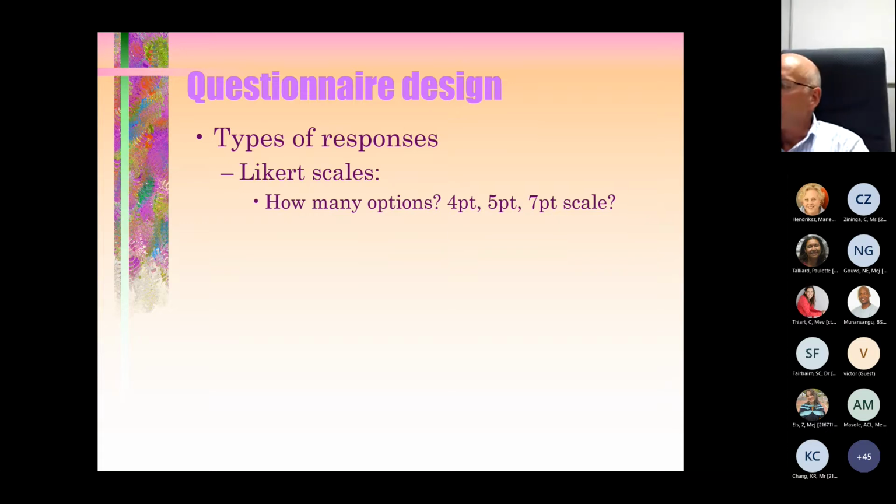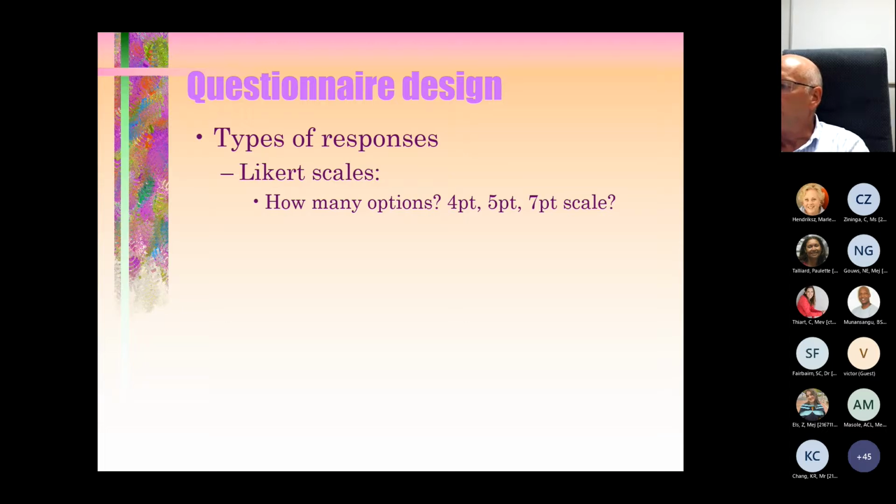So let's say you have a 5-point agree scale, then it will be completely disagree, neutral, which is then the middle one, and agree and completely agree. Whereas on the other hand, if you have an even number, so a 4-point scale will not have the neutral in between.